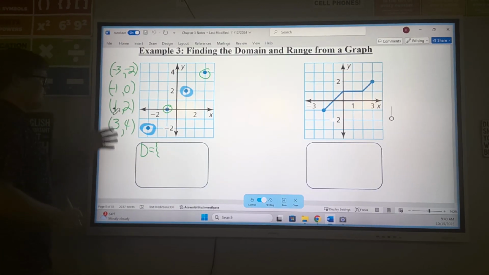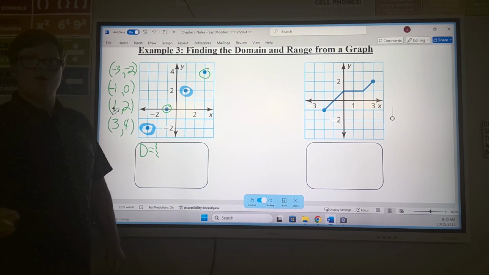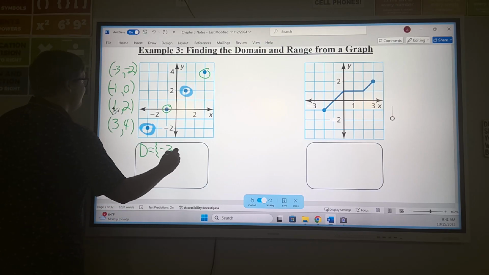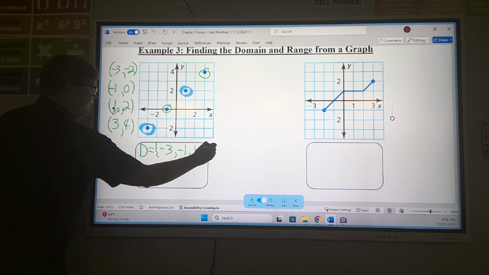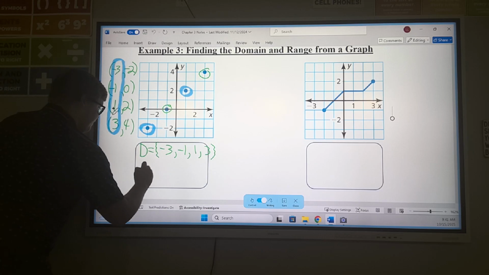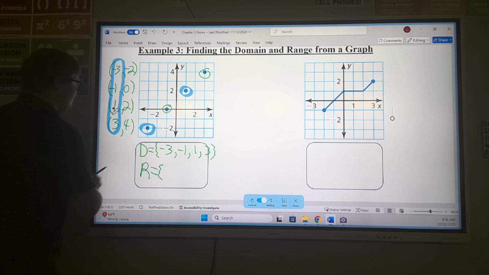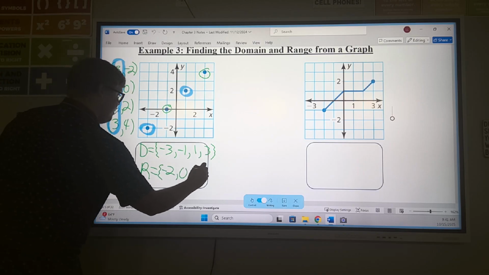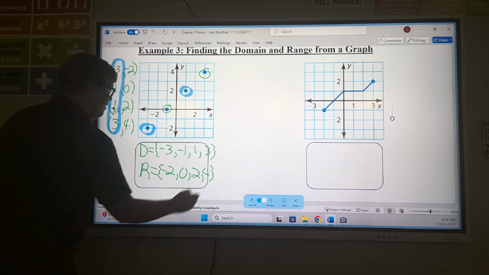So the domain is all of our x values. Let's write them in numerical order every single time. So the first x value we see is -3. So we have -3. We have -1, 1, and 3. Again, those all came from our x values, right? So our range is going to come from our y values. Let's start at the top. We have -2, 0, 2, and 4. It's as simple as that.